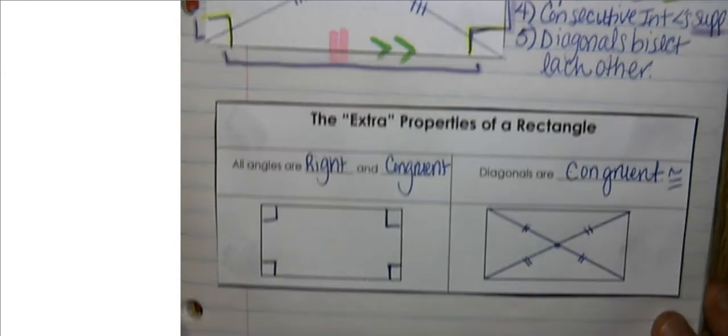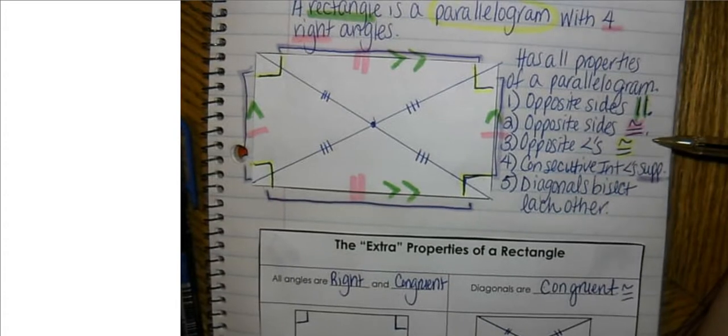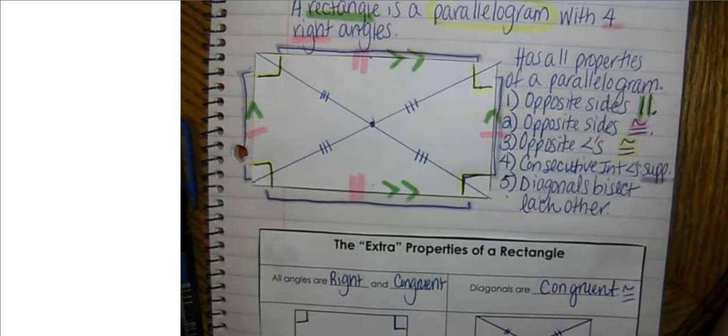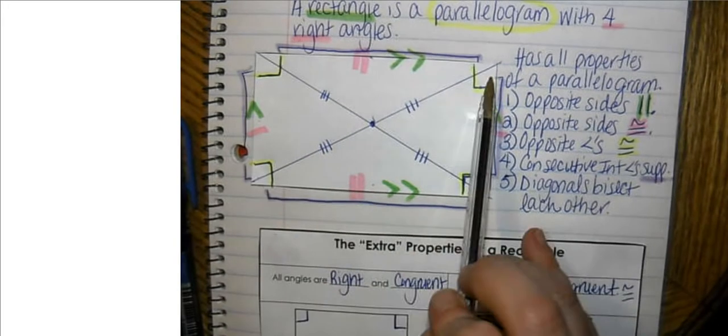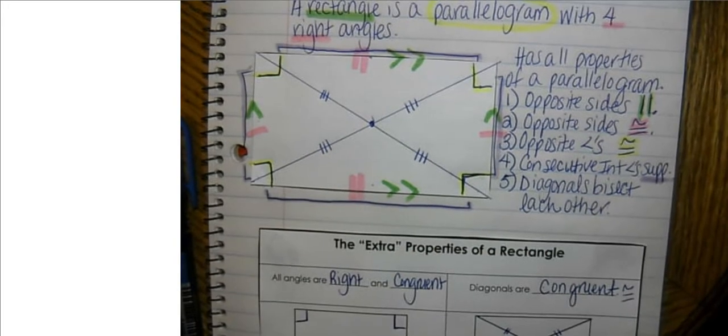So just to recap, a rectangle has all of the properties of parallelograms. Opposite sides are parallel, opposite sides are congruent. Opposite angles are congruent. Consecutive interior angles are supplementary. They add to 180. 90 plus 90 is 180. The diagonals still bisect each other, but when you calculate them, the diagonals are actually going to be congruent to each other. So that is something I want you guys to keep in mind.